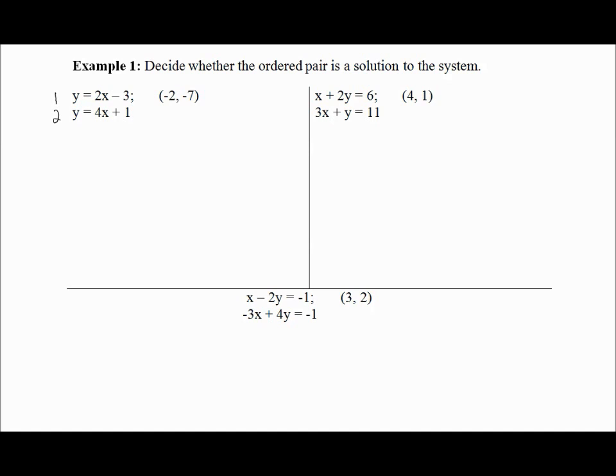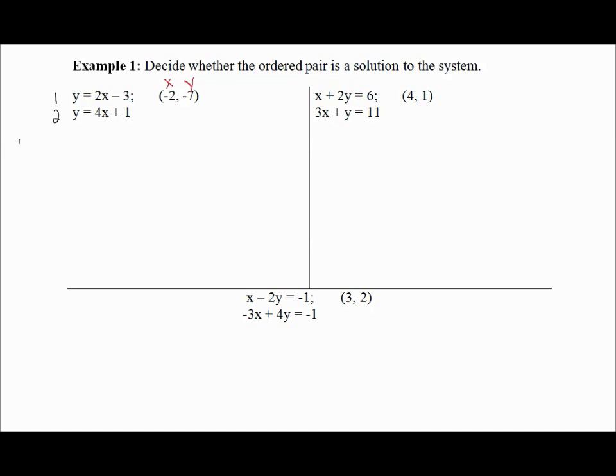Now, by definition, a solution of a system of equations is an ordered pair such that it satisfies both equations when substituted into the equations. So all we're going to do is check to see if it makes a true statement for both. The negative 2 represents my x value. The negative 7 represents my y value.